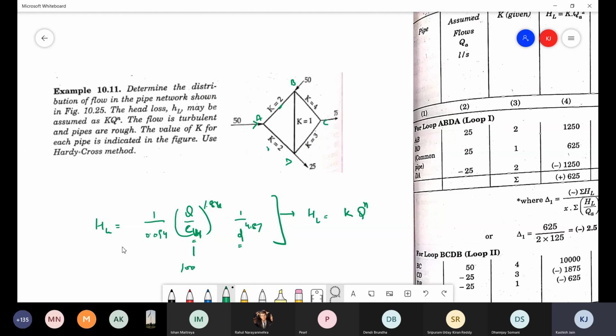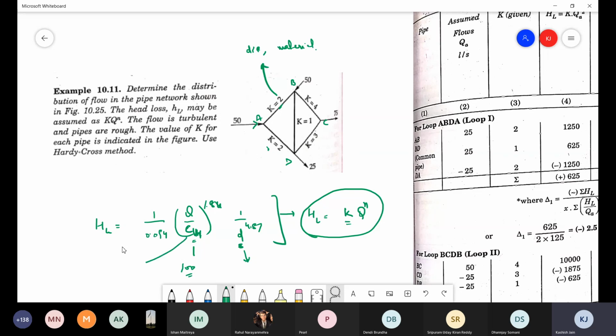CH value is usually 100 for cast iron pipes, which are generally laid down in all our cities, and D is also, let's say, given to us. This is assumed in the Hardy-Cross method that we know the value of D, and once we know D, once we know CH, we can write this whole head loss formula in this particular way, right? And this is that K constant given over here. So when this is given to you, you are assuming that the diameter of the pipe is known to you and the material of the pipe is also known to you.